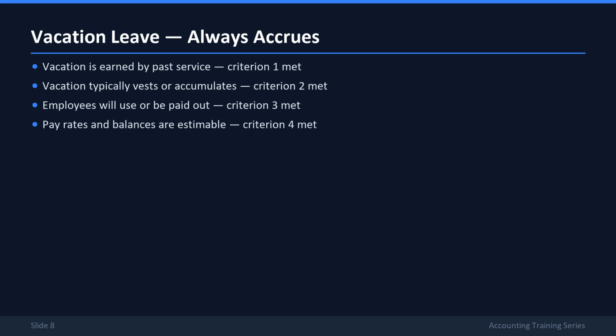Vacation leave is the most common compensated absence that requires accrual because it typically satisfies all 4 criteria. Vacation is earned as the employee works, satisfying criterion 1. Vacation either accumulates year to year or is paid out when employment ends, satisfying criterion 2. It is probable the employee will use the time or receive payment, satisfying criterion 3. And vacation balances and pay rates are readily available from HR systems, satisfying criterion 4. Vacation accrual is therefore required under virtually all standard vacation policies.